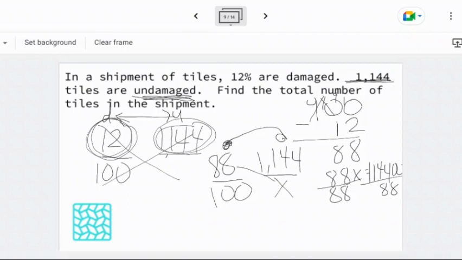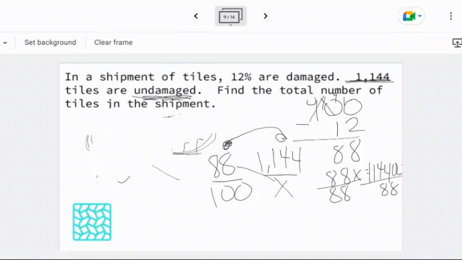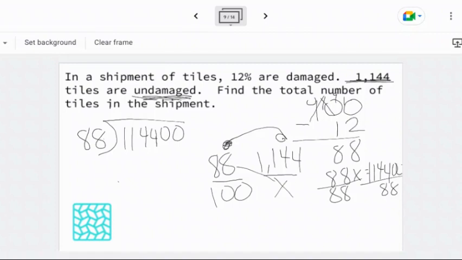Okay, now I'm going to erase the one that's not right so I have a little bit of room on my screen. Okay, let's do that division. So 1,144 times 100, with our zeros, it's 114,400 divided by 88. All right, this looks crazy, but it's not going to be that hard.